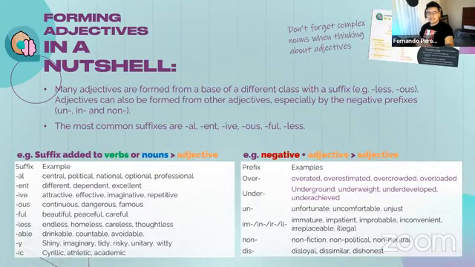So many adjectives are formed from a base of a different class, with a suffix. For example, we have the word home, which is a noun, and then we say homeless, and now it means that the person doesn't have a home.